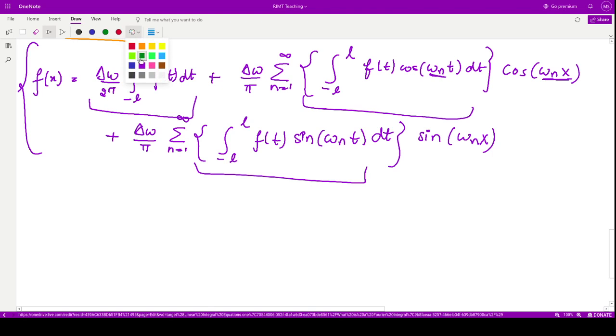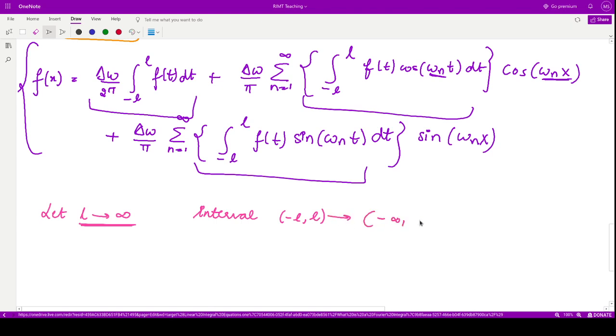Now next thing that we'll be doing here is we will let L tend to infinity. Why? Because we are now interested to see what is this representation on whole of the real line, so that the interval which earlier was going from minus L to L now will go from minus infinity to infinity. And that is what we aimed to do here.